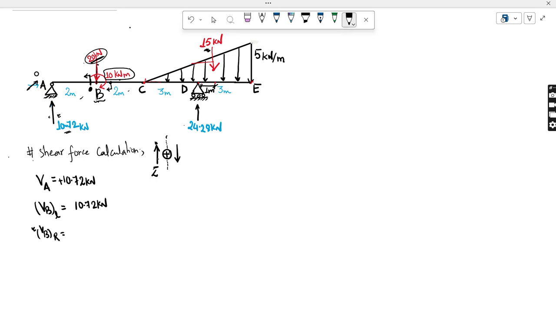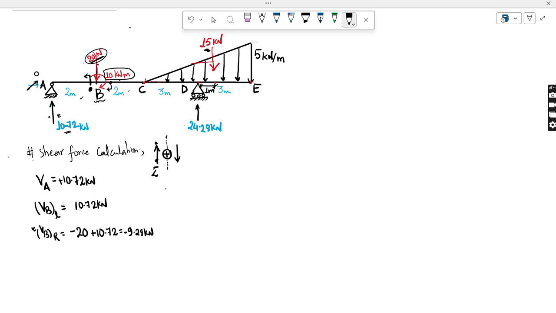So for the left, we have to see this arrow. The arrow says upward will be positive, but this 20 is acting downward, so I have to write this 20 as negative, minus 20, and I can see 10.72 also, that will be positive, plus 10.72, and it will come out as 9.28 kilonewton, but this will be negative. Okay, so I am getting the shear force at the right part of the point B as negative.